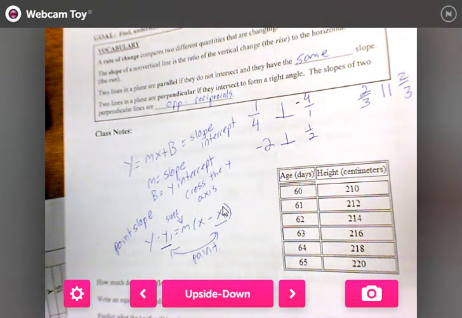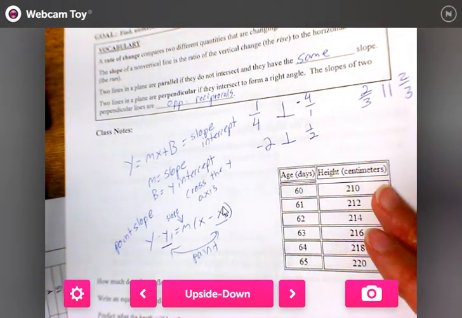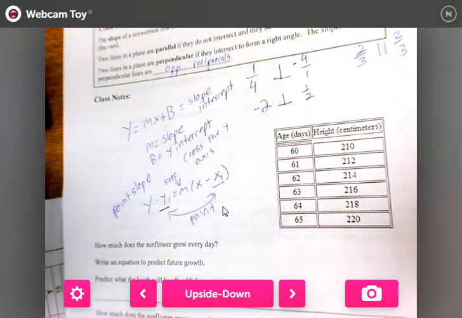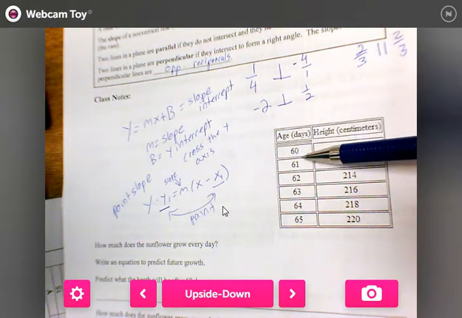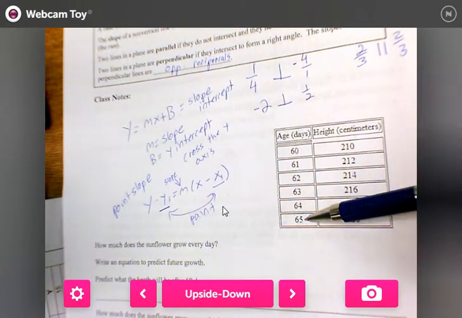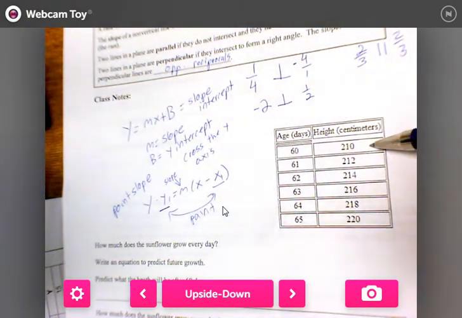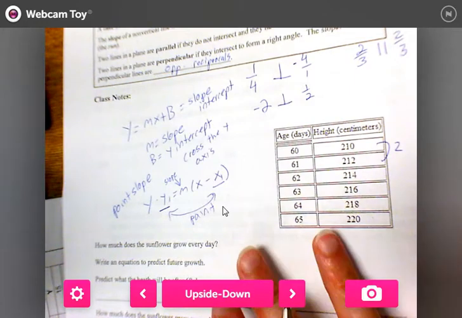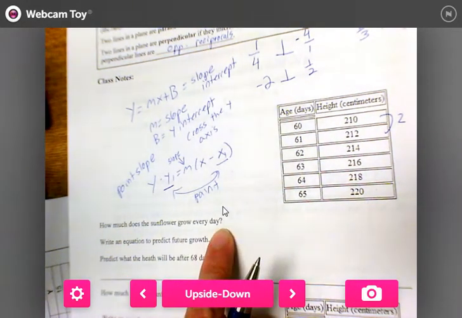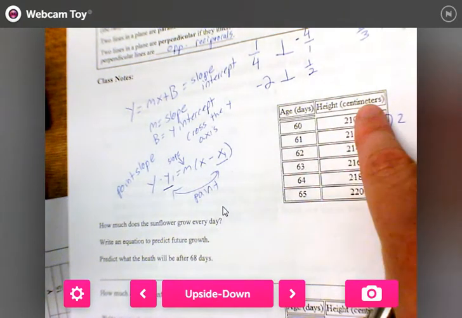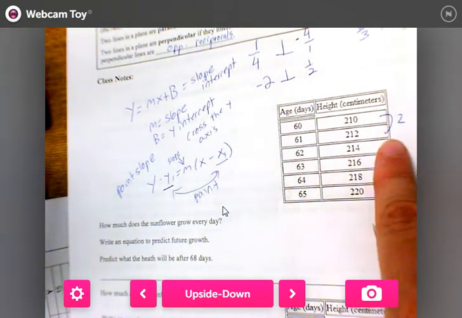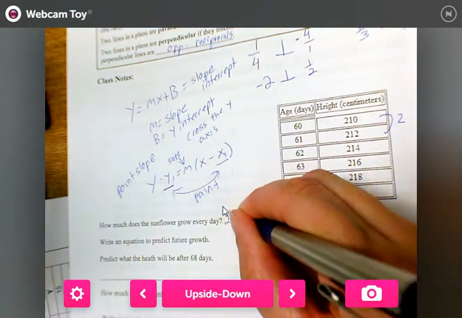Now we're going to look at this table. We have ages: 60 days, 61 days, 62, 63, 64, 65. Notice they're all going up by ones. Then we have height in centimeters: 210, then 212, then 214, then 216, then 218, then 220. What are these all going up by? 2. They're going up by 2 each time. How much does the sunflower grow every day? These are centimeters, so it grows 2 centimeters each day.